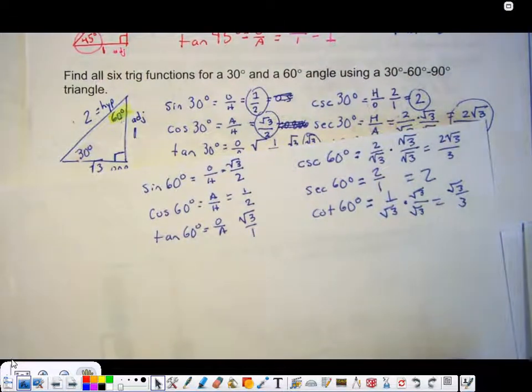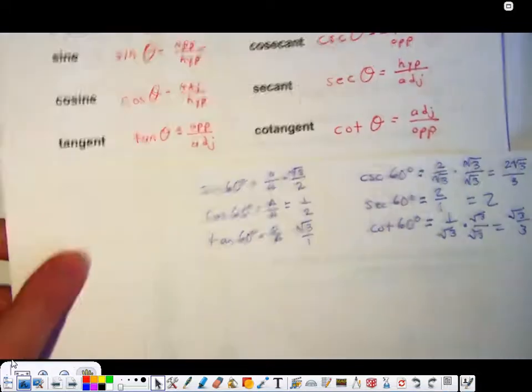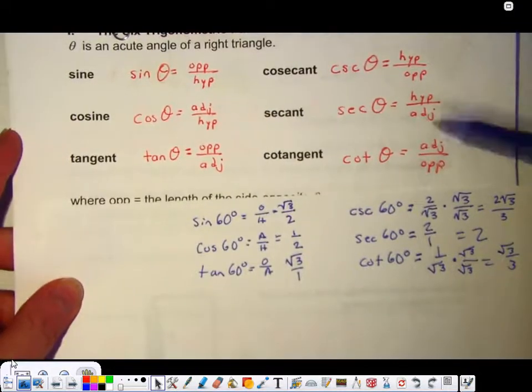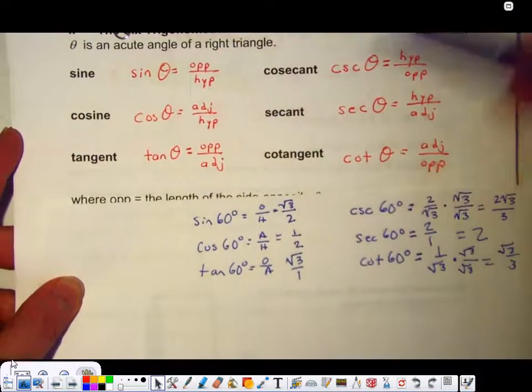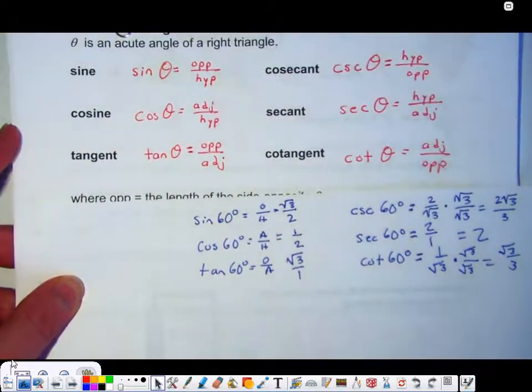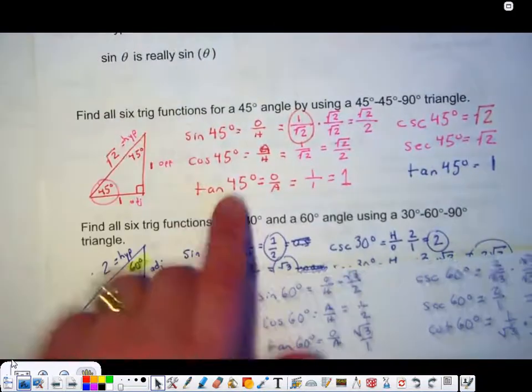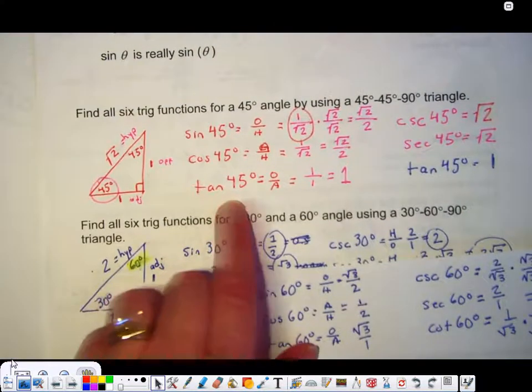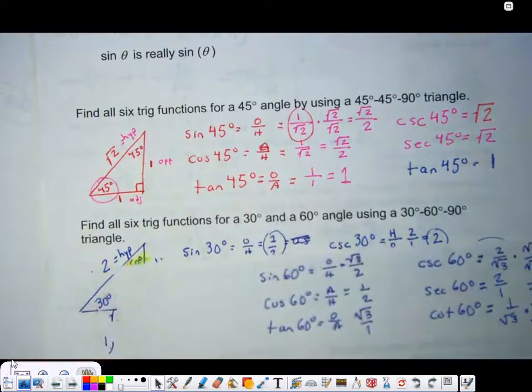Okay, so that's your quiz that you're going to have. Be prepared. First question, find all 6 trig functions. There's your answers in red. How often does the teacher give you the answer key right before a test? Very often. Okay, find the 6 trig functions for 45. There's your answers.